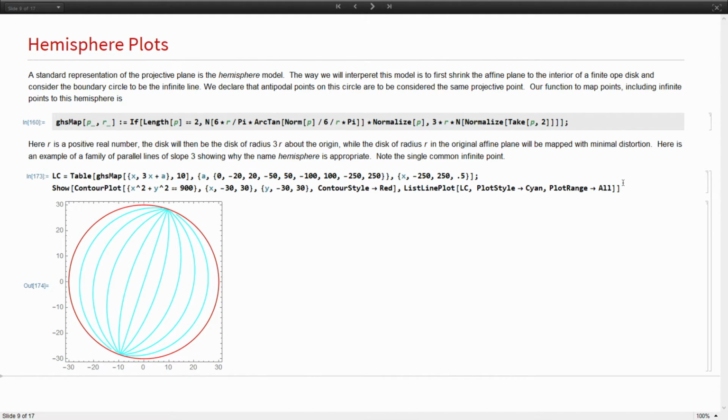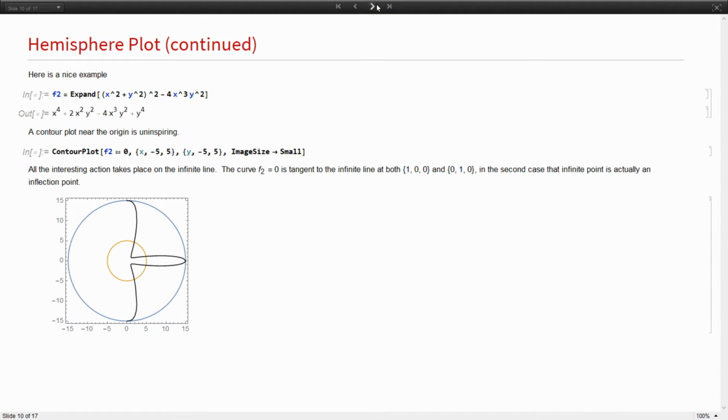I get this picture, and you can kind of see why people might call it a hemisphere, although some of the people actually use actual hemispheres. But this is why it's called the hemisphere plot. And notice that all these lines go through the same infinite point, and that infinite point is, of course, at both ends of the plane. So here's another example of a hemisphere plot.